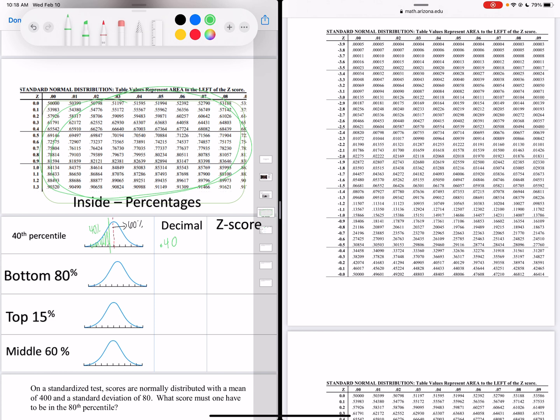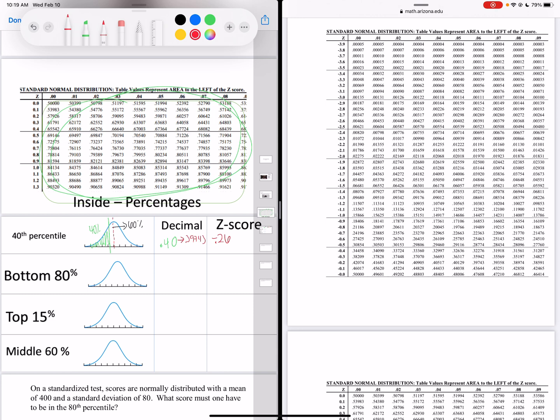So the percent that I'm looking for that I found closest was 0.39743, which was negative 0.26. And that would be the z-score that I'd use to work backwards.